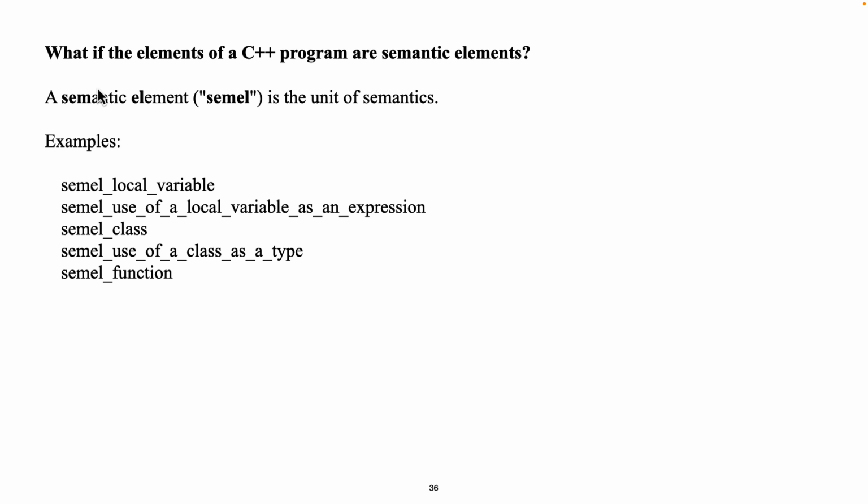If you take 3 letters from here and 2 letters here and make a portmanteau word, it's called a semel. That is the unit of granularity of semantics. All the semel names we will use in this discussion begin with the word semel, so it's clear that that's what we're describing. A local variable definition is a semel. A use of a local variable in expression context is a semel. A class definition is a semel. A use of a class in type context is a semel.